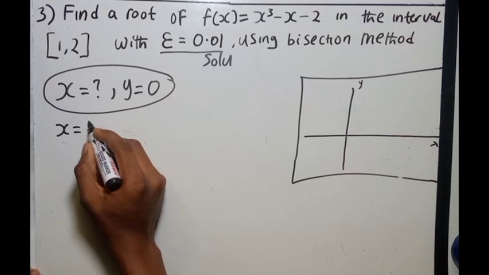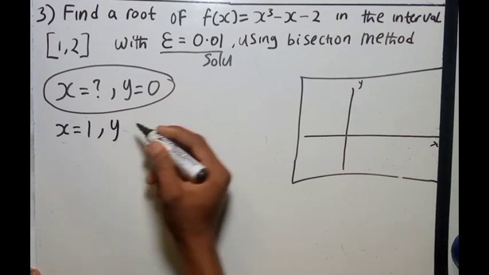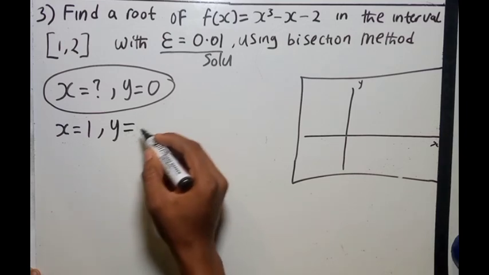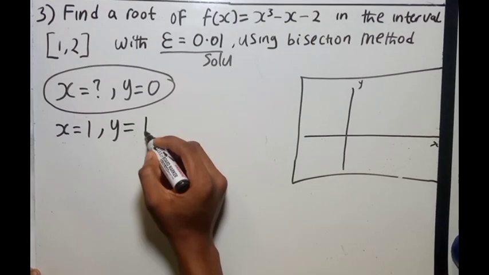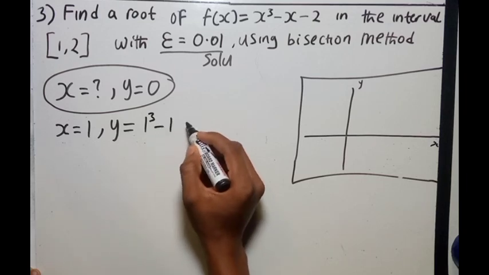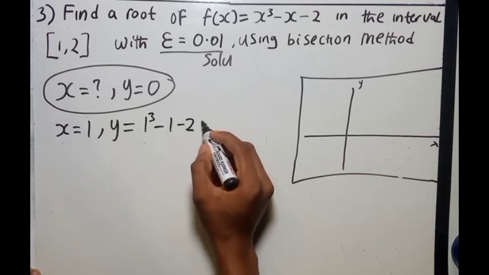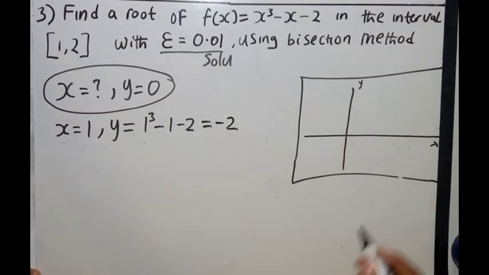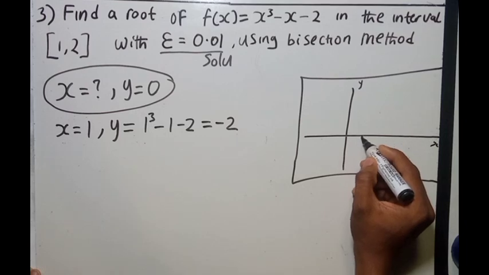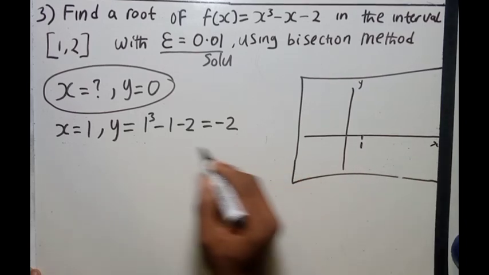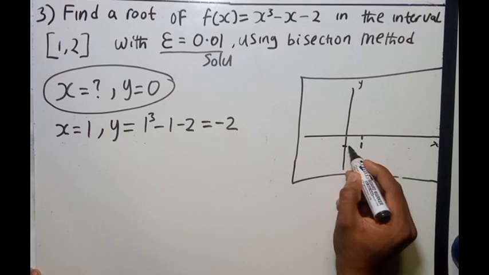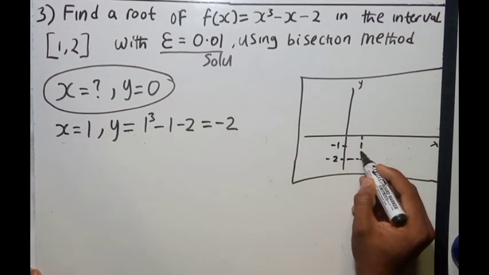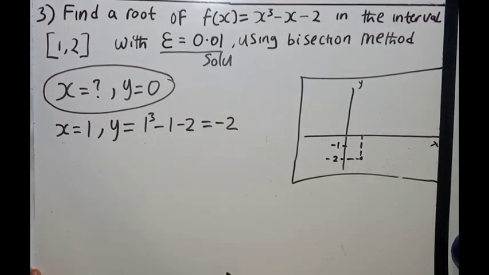So taking 1 first, we have that y is equal to 1 cube minus 1 minus 2. This will give us minus 2. Then we'll come to our graph and we'll say when x is 1, let's call here 1, and y will then be minus 2. So I've gotten 1 point.